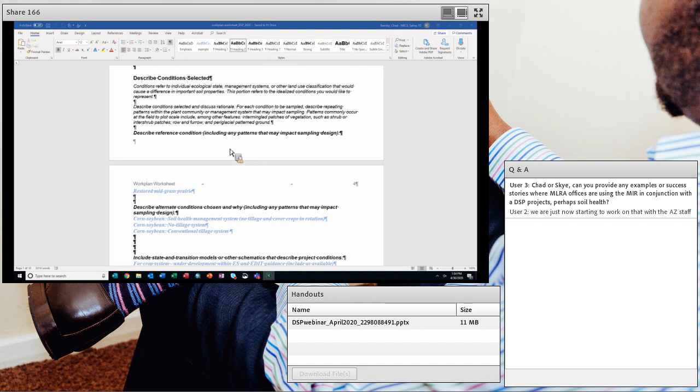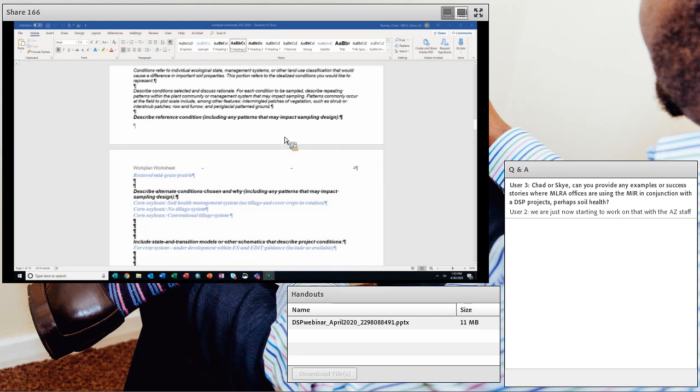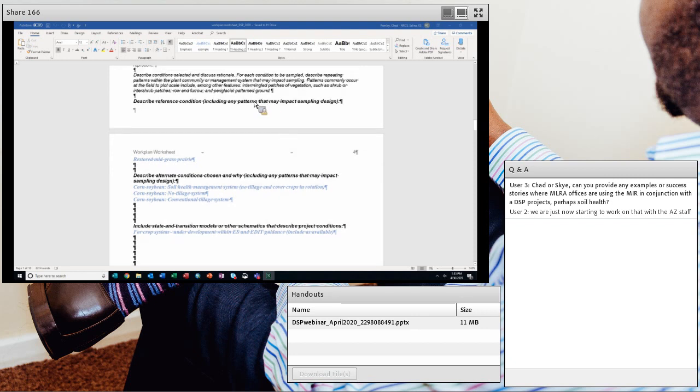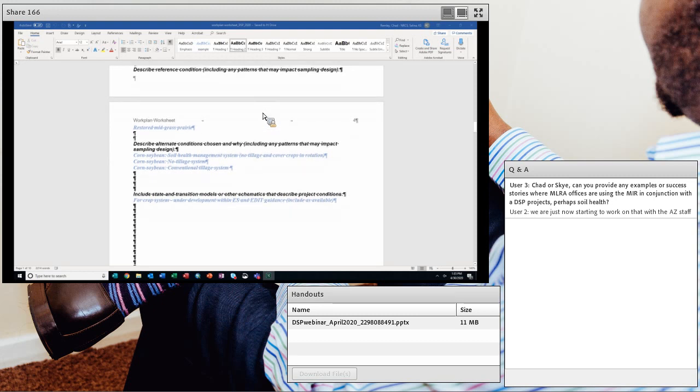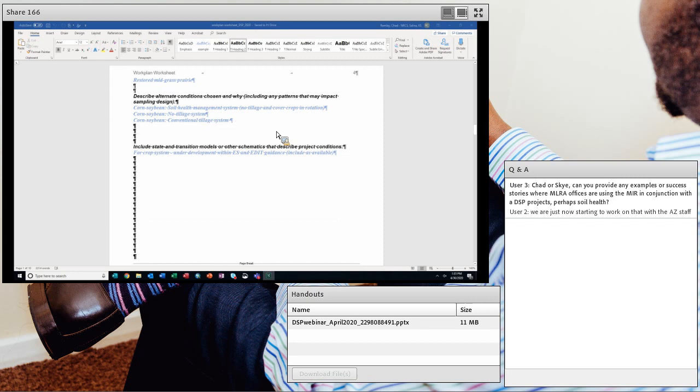Describing the conditions selected. Refer to the ecological state, the management systems on the site or on your plot sites, because you can have multiple sites, where these are located. And anything that might impact the sampling of those sites, make a note so that you also remember why your samples may be a little different than expected. If you have the ability to do a reference condition, that would be great.